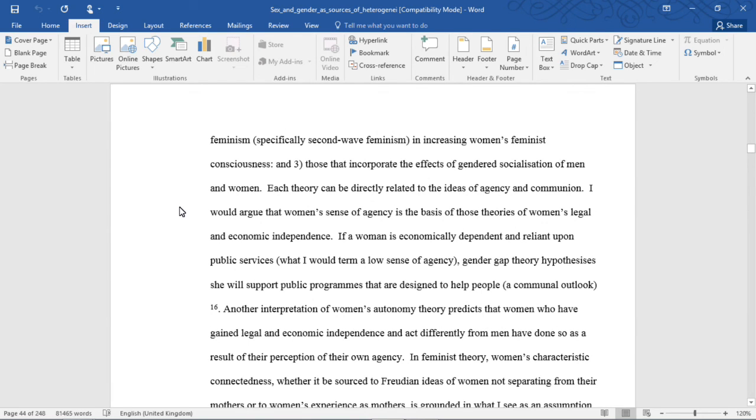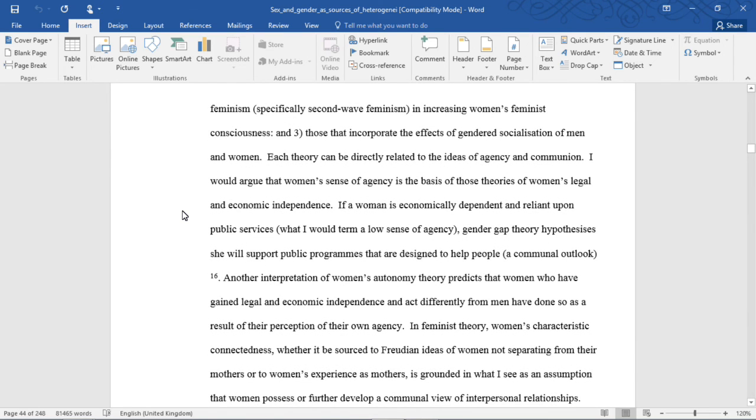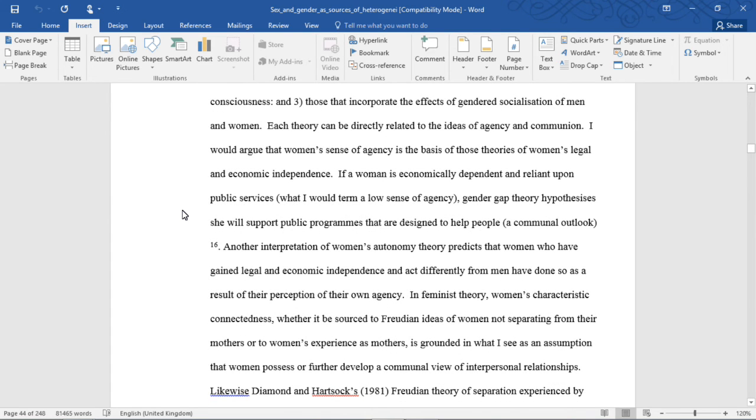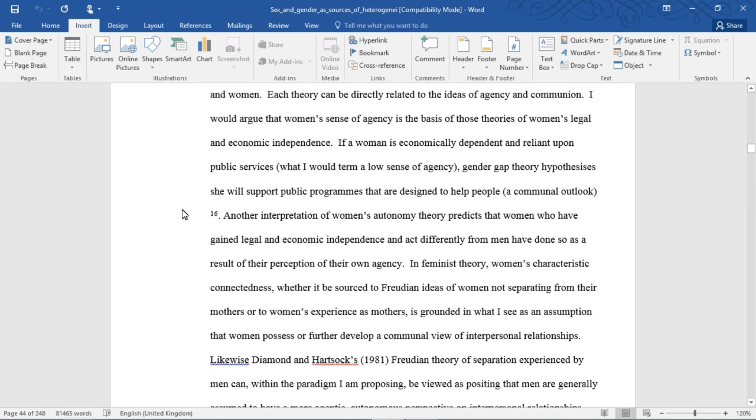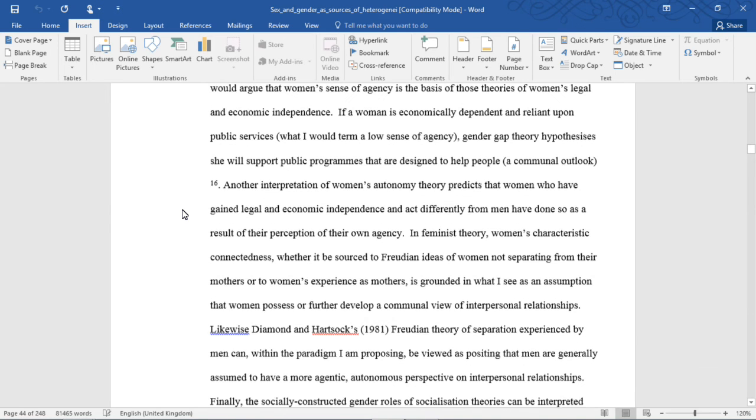Each theory can be directly related to the ideas of agency and communion. I would argue that women's sense of agency is the basis of those theories of women's legal and economic independence. If a woman is economically dependent and reliant upon public services, what I would term a low sense of agency, gender gap theory hypothesizes she will support public programs that are designed to help people, a communal outlook.